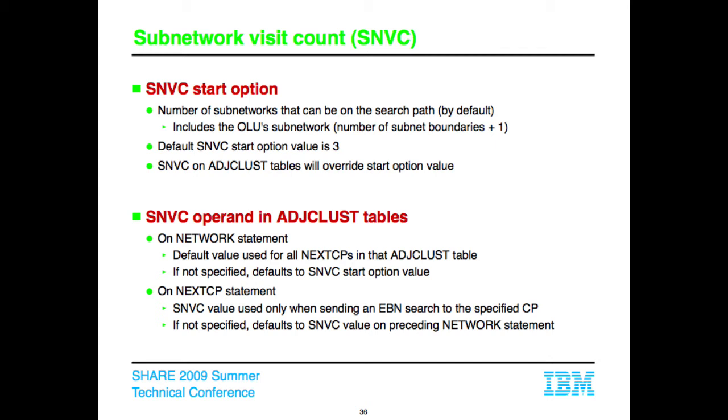So if you think you need to go from C through A to B, and then across another border node connection to D, you may actually have to jack up the subnet visit count to 4 on some adjacent cluster tables, or maybe as the start option value, depends on how you want to do it. You can code it either as the start option, or you can code it inside the adjacent cluster tables on the network statement, or even on the net CP statement.